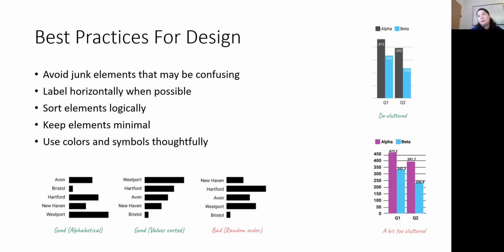And then using the colors and symbols thoughtfully. We talked about that last week. But here's another example of purple versus these colors. These might be your favorite colors ever, but they don't really help, and so they're just bright for no reason, basically.